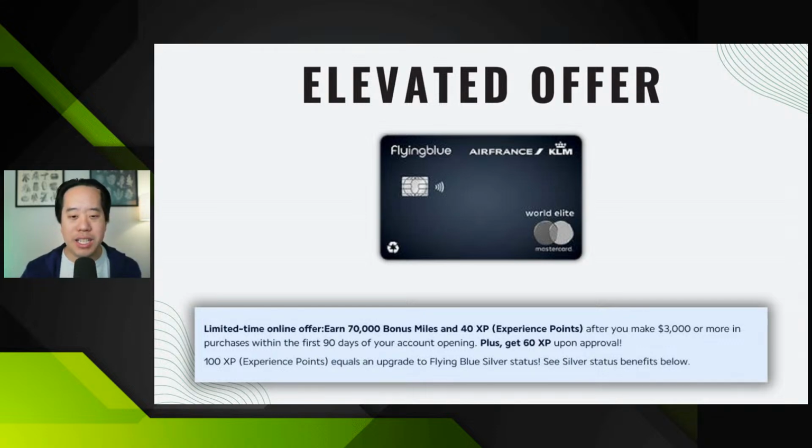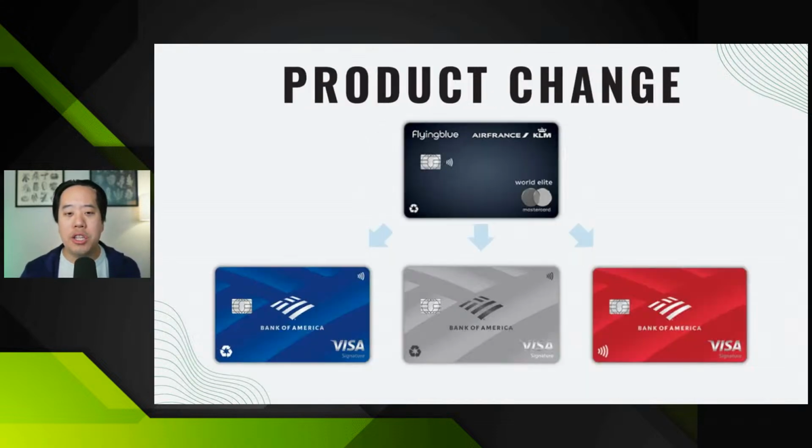You get, I think it's like Flying Blue Silver status because you get 40 XP after you make the welcome offer, and you also get 60 XP upon approval. You also get 70,000 bonus miles, which is elevated from the 50,000 you typically get. So it's a good offer. And so he got the card. But the question is now, if you get this card, can you get another CCR, right? And I think the jury is still out.